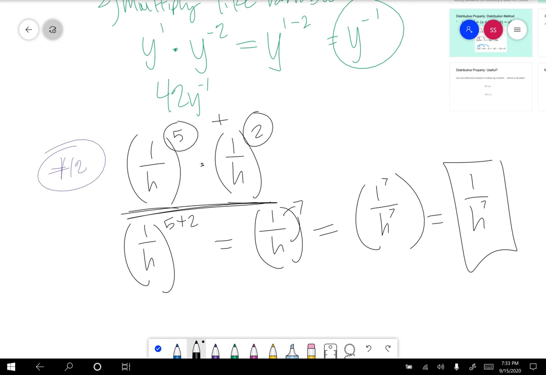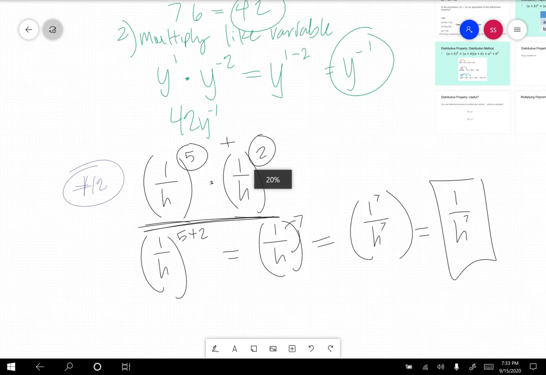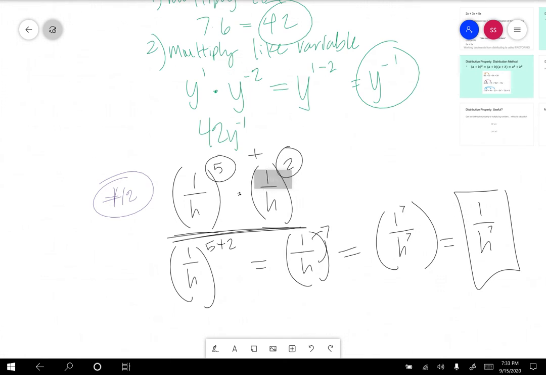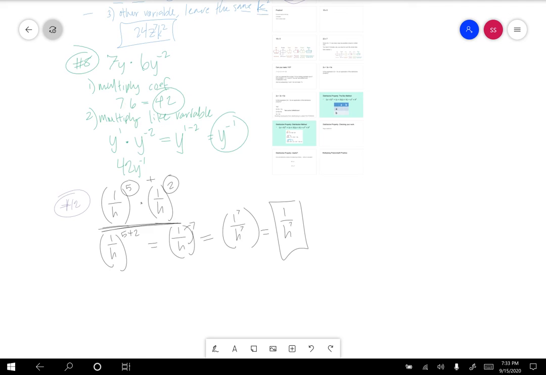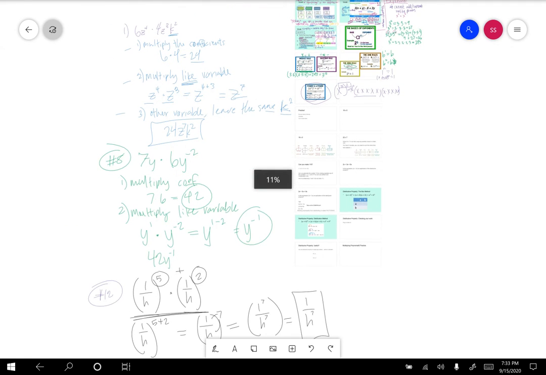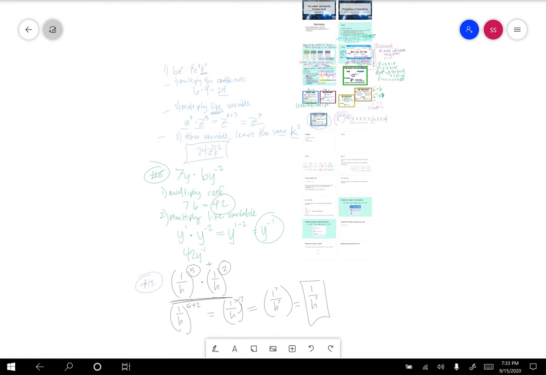Now, if h was actually a number, you would calculate that. So if it was like 2, you would do 2 to the 7th power and put that answer there. Okay, but it's just a variable, so I'm going to leave it like that. And there you go. If you have any questions, I'd rewind parts of this, watch it again. You can ask me questions, look at the cheat sheet notes that I'll put on Google Classroom.